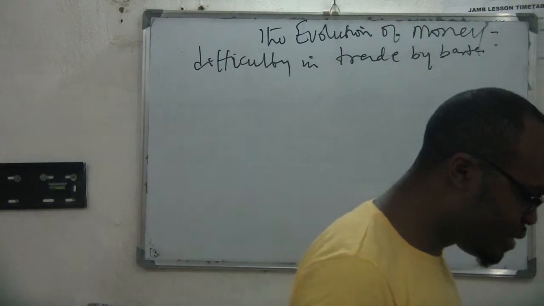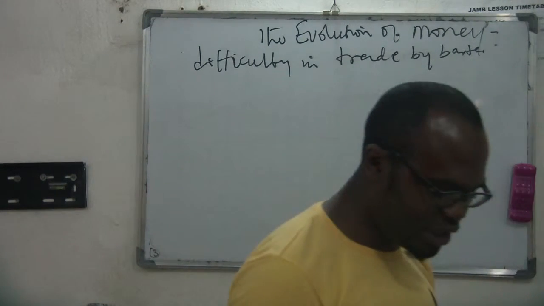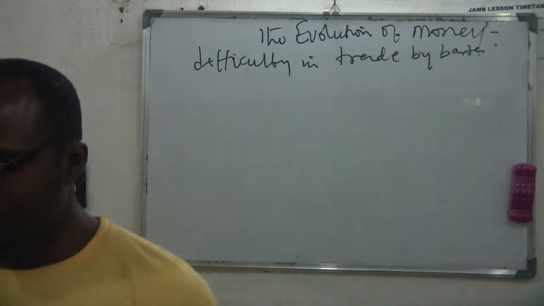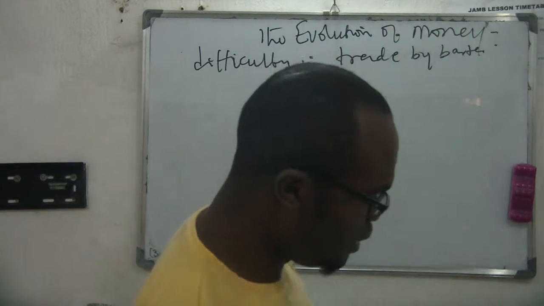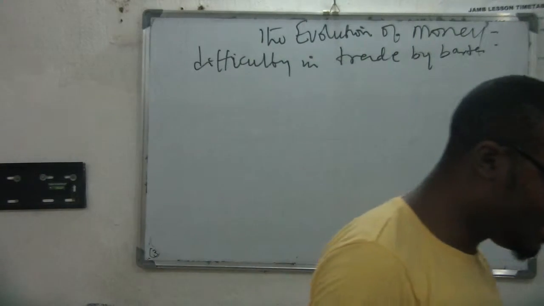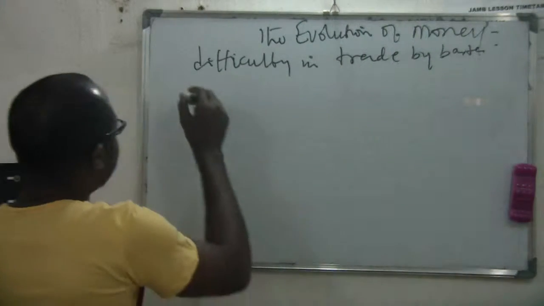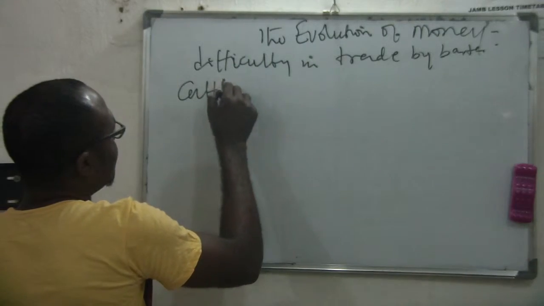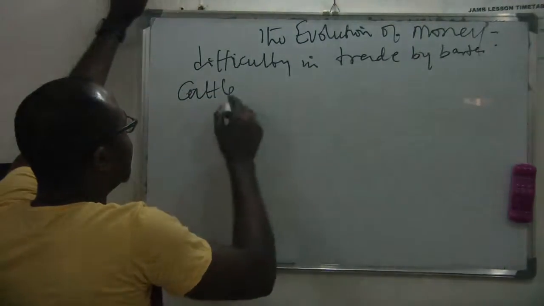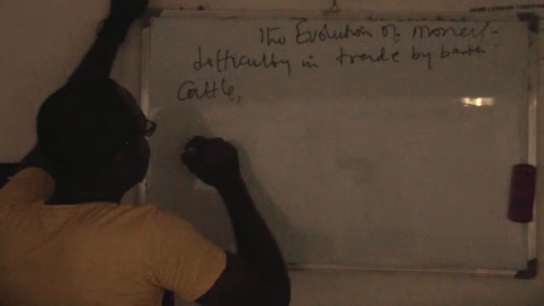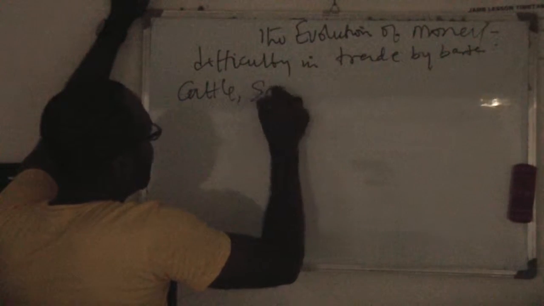Now in the olden days, different commodities served as money. We find out that such commodities as cattle, because of the difficulty in trade by barter, later people started using things like cattle and salt as money.